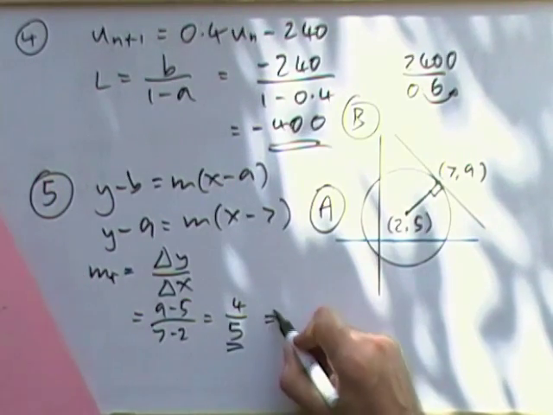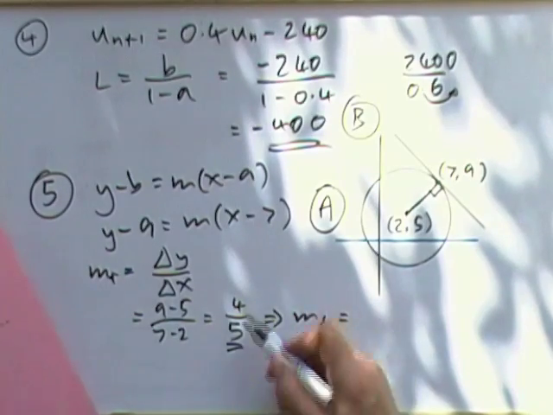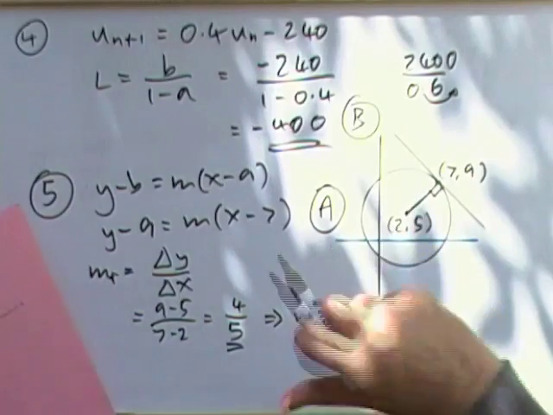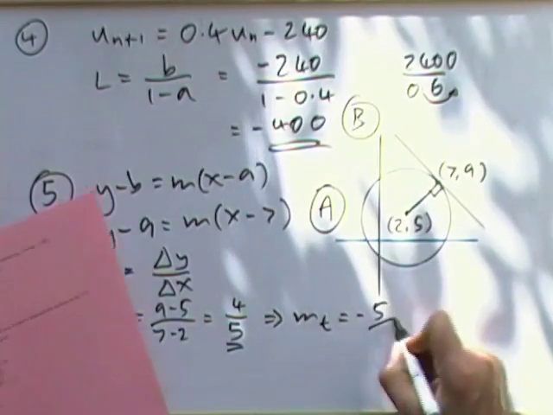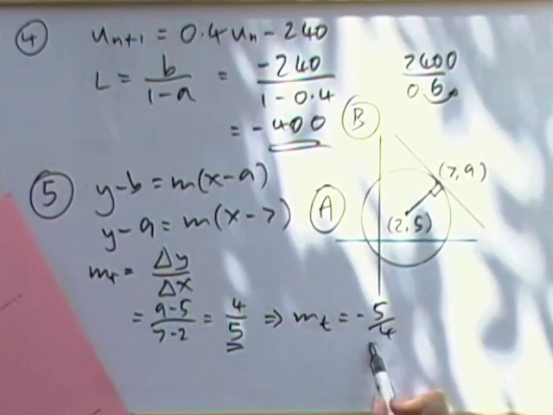Which means that the gradient of the tangent is going to have to be the negative of the reciprocal. If they're perpendicular, they have to multiply to give -1. So it's got to be the negative of it and upside down. It's -5/4. And -5/4 is A, but you knew it was A anyway.